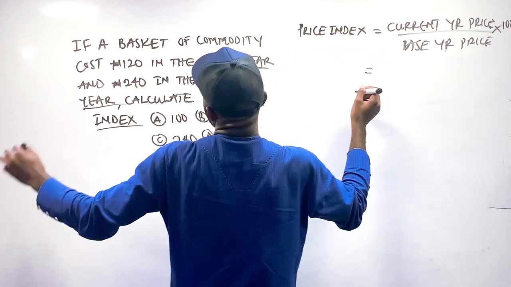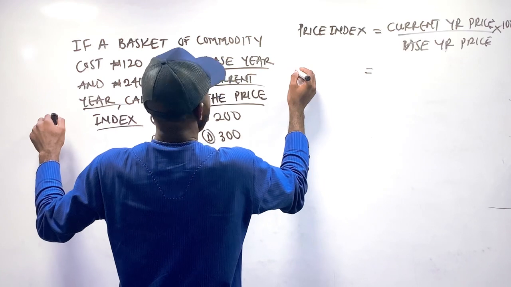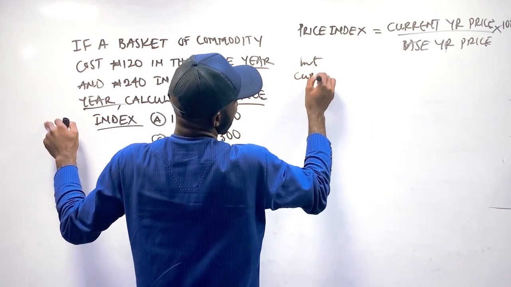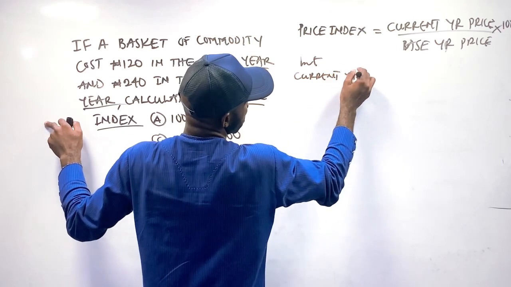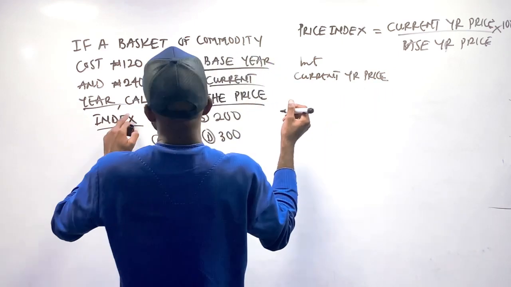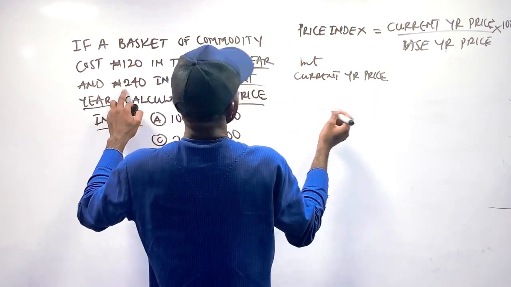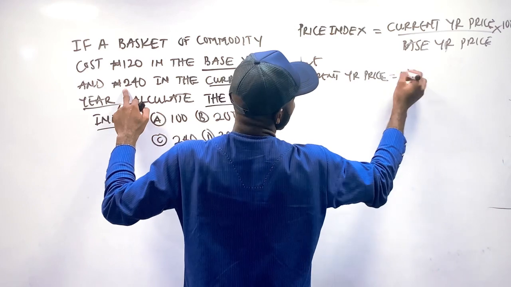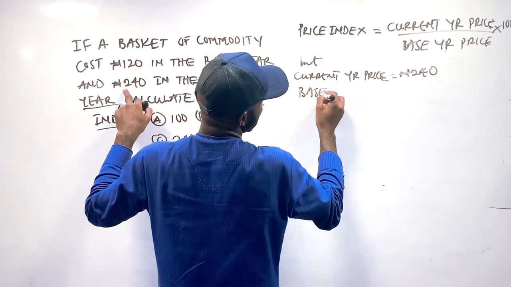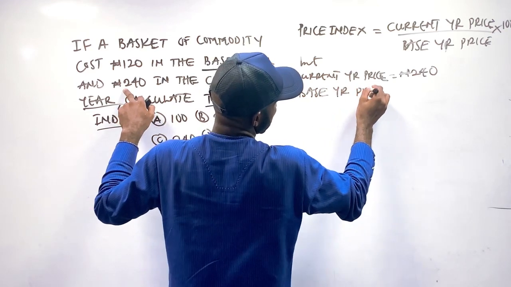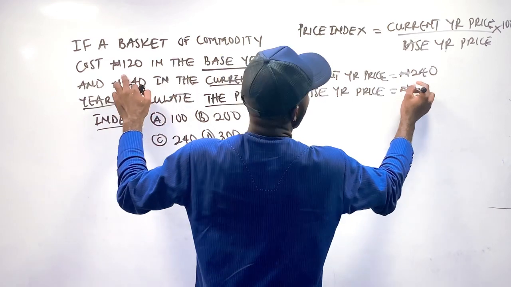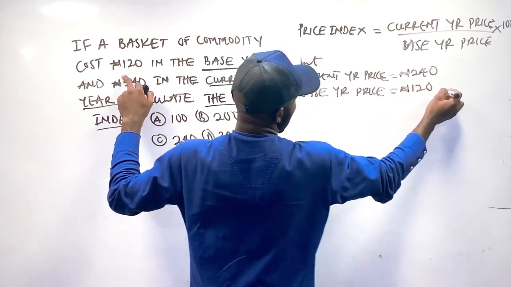And for what we have on the board, current year price is equal to 240 naira, and then the base year price is 120 naira.